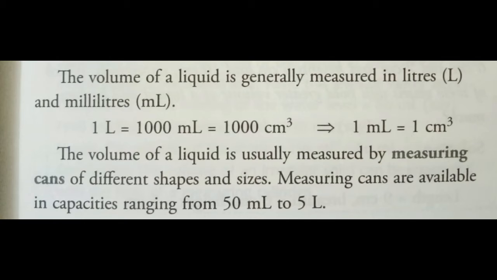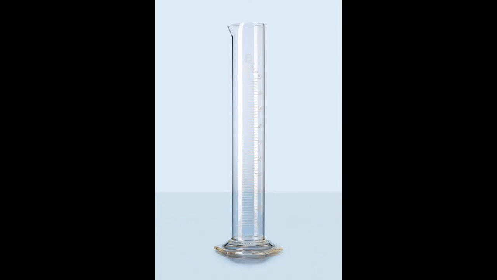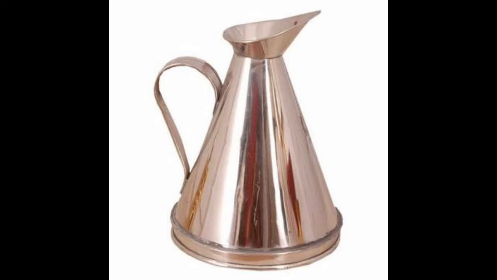So the capacity or volume of a particular container can be calculated in liters or milliliters. There are some multiple units which can be used in our daily life to calculate this capacity or volume. For example, 1 liter is equal to 1000 milliliters and also 1000 centimeter cubed. And to measure the volume of a liquid in a physical way, we need some utensils like measuring cans, measuring beakers and measuring cylinders. So we are going to learn about the measuring cans.